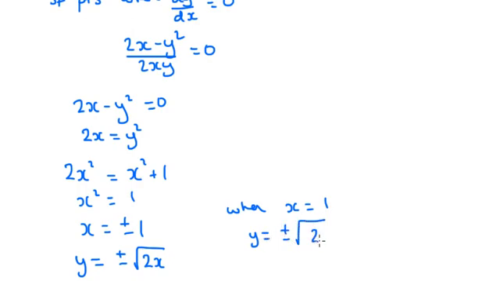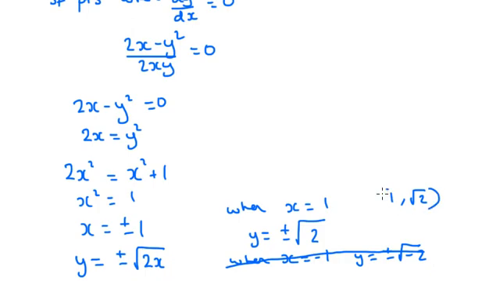And when x is minus 1, it all goes wrong. We can't square root. We're going to have negative 2 in here, which isn't possible. So that one we're going to ignore. This is what gives us our stationary points. So our stationary points are at (1, root 2) or (1, minus root 2).